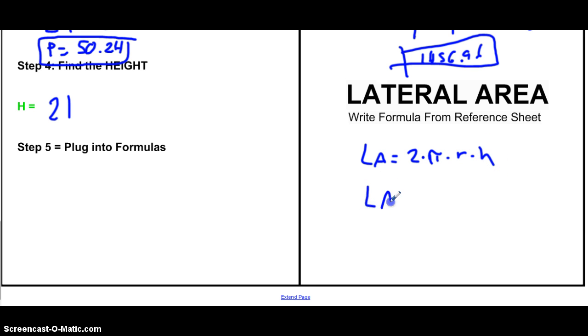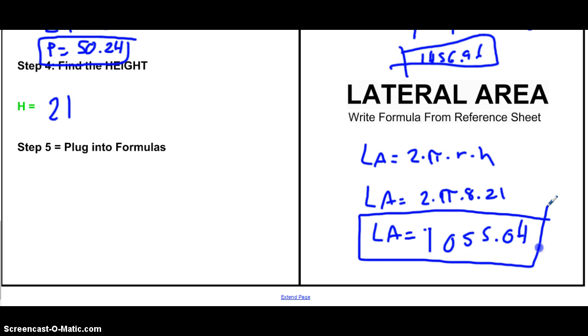So our lateral area is going to be equal to 2 times pi times 8 times 21. Now we just have to put that into the calculator, and that gives us 1055.04. And that is our lateral area. All right, good job. We got cylinders covered on that.